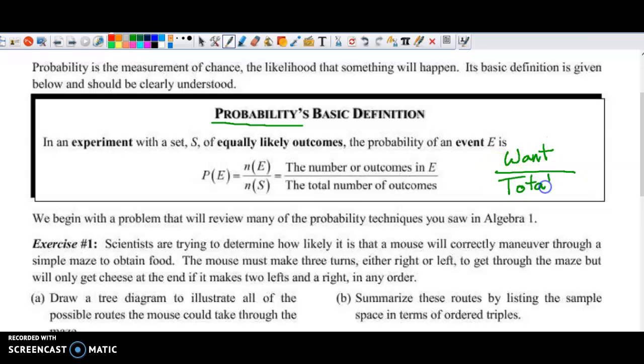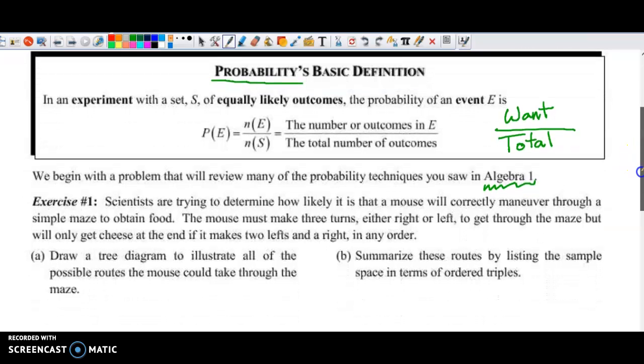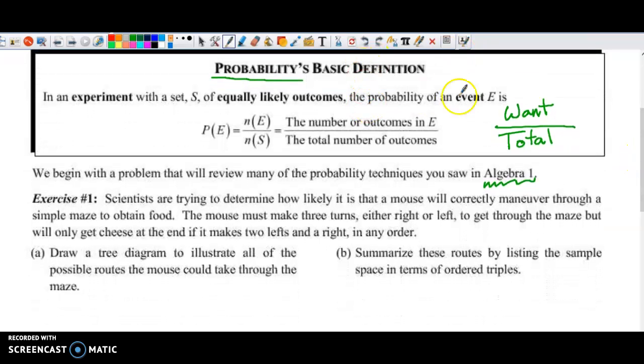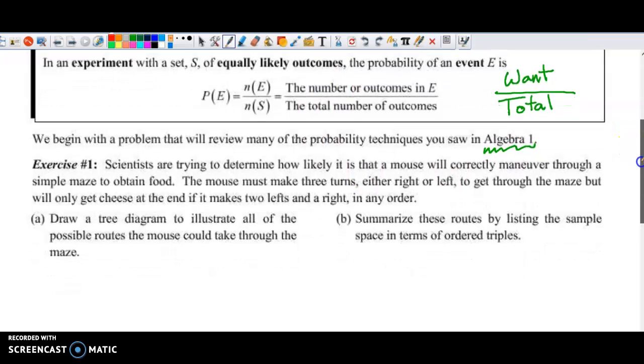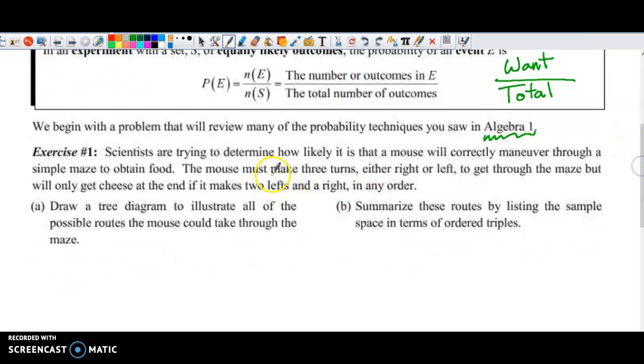And I'm not sure how much experience you got of this in Algebra 1 or even middle school, but probability basically shakes out to the chances of an outcome happening. That's what I mean by what you want, out of the total sample space, which is where we're getting into Exercise 1, where they're trying to get you to think about it.